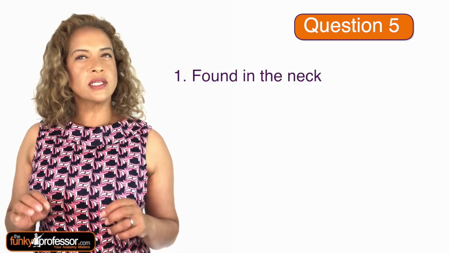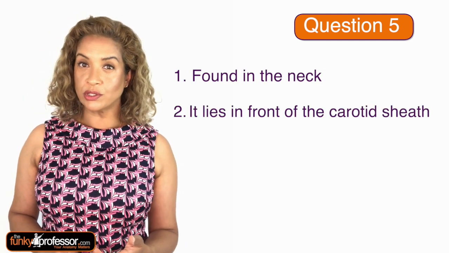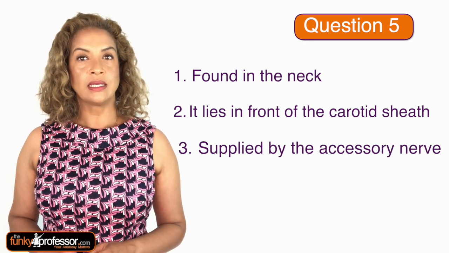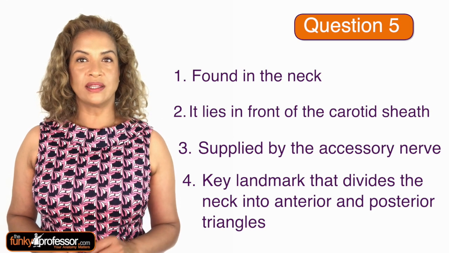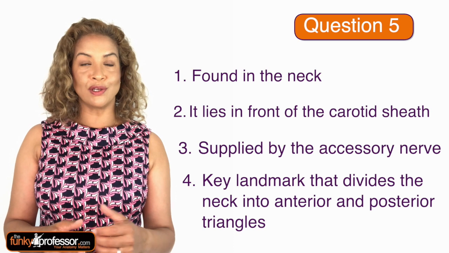Question 5. This is another structure that's found in the neck. It lies in front of the carotid sheath and it is supplied by the accessory nerve. It is a key landmark in the neck that in fact divides the neck into anterior and posterior triangles.